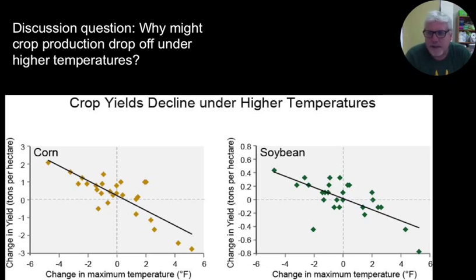And you can imagine that might be because as temperatures increase, there might be less water available. Maybe there were more insects that were thriving in greater temperatures, things that were causing predation and causing these crops not to produce as much.